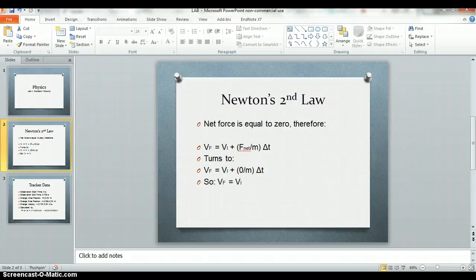Therefore, in the equation, it goes from final velocity equals initial velocity plus the net force over mass times the change in time. But because the net force is 0 when an object has constant velocity, it will just be final velocity equal to initial velocity.